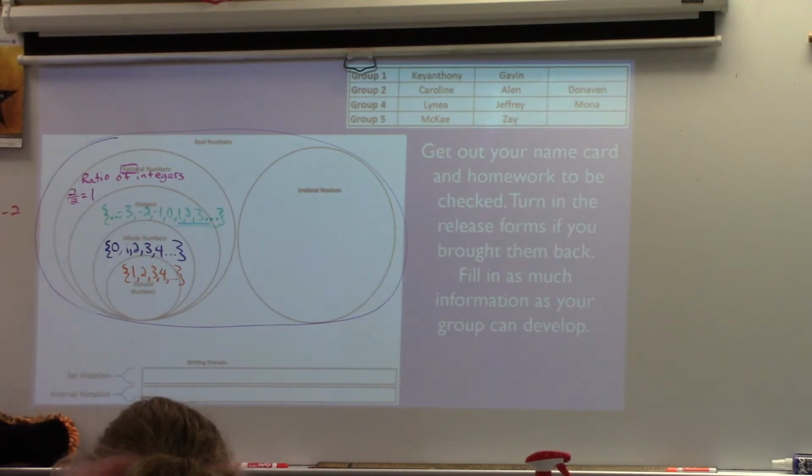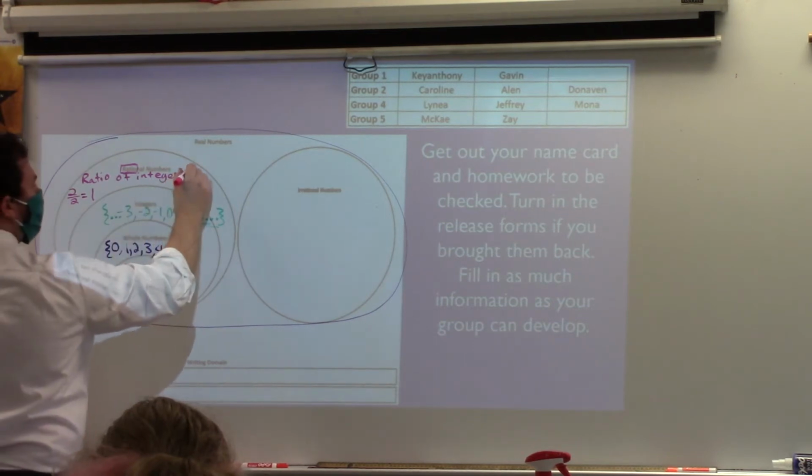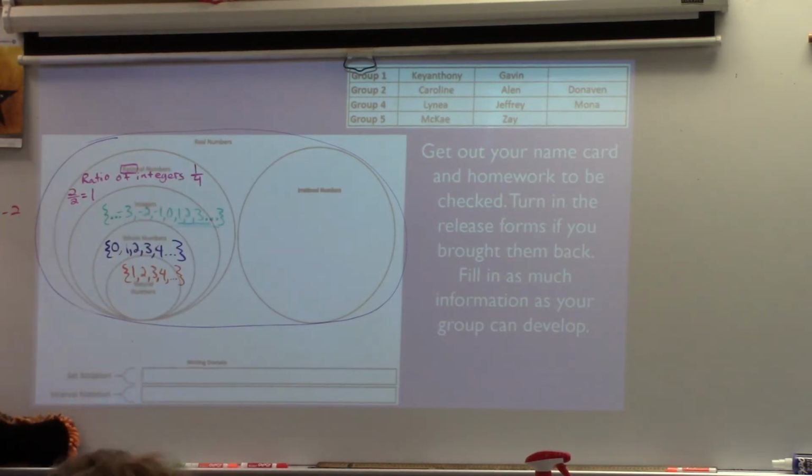However, most of the time when we think about rational numbers, we don't think of them as 2 halves or 1. Come on, what are some other ratios of integers that we might think of? Donovan, give me one ratio of integers, a rational number. 1 to 4? Okay, 1 to 4. That's a good rational number.